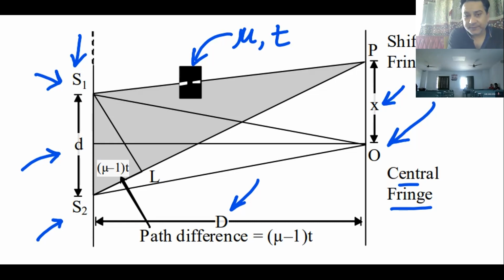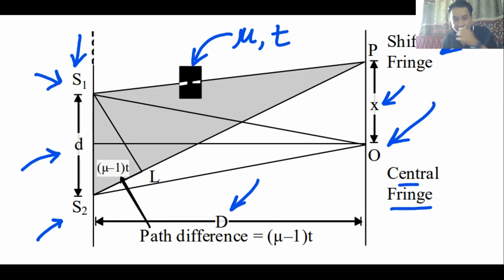Remember what I have said. If the slab is inserted in front of the upper slit, it will shift upwards. If the slab is inserted in front of the lower slit, it will shift in the downward direction. This x is what we need to calculate. We need to remember the formula for this x.